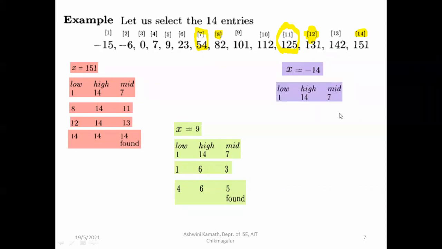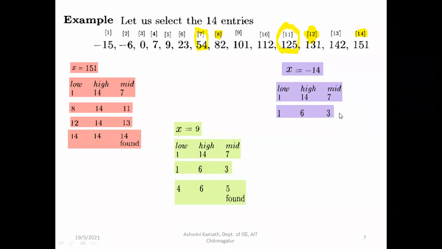So low is equal to 1, high is equal to 14, mid is equal to 7. This is the initial case. Then we have to compare minus 14 with the mid element 54. So minus 14 is less than 54, so search on the left side. Low is equal to 1 itself, and high will change: it is 7 minus 1, 6.